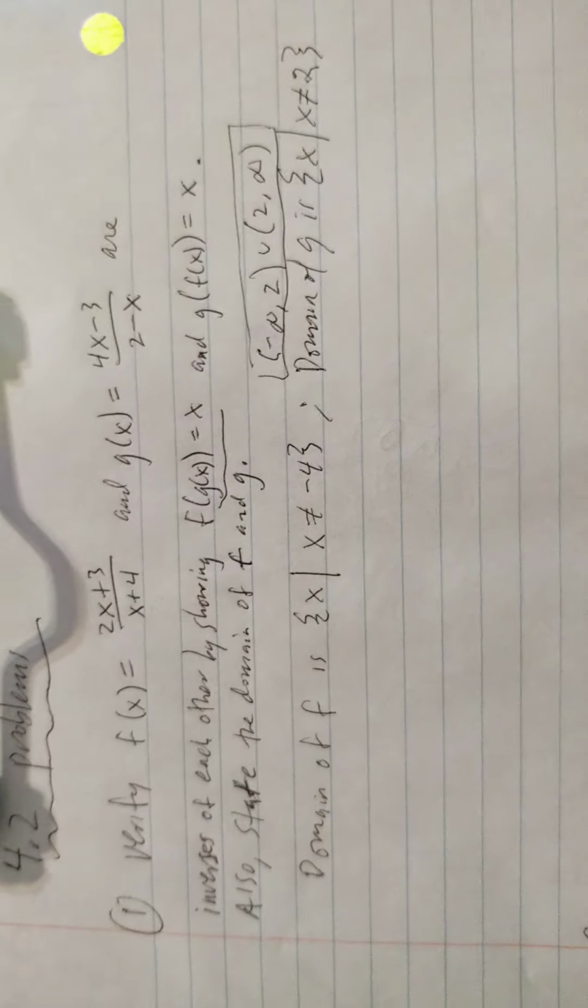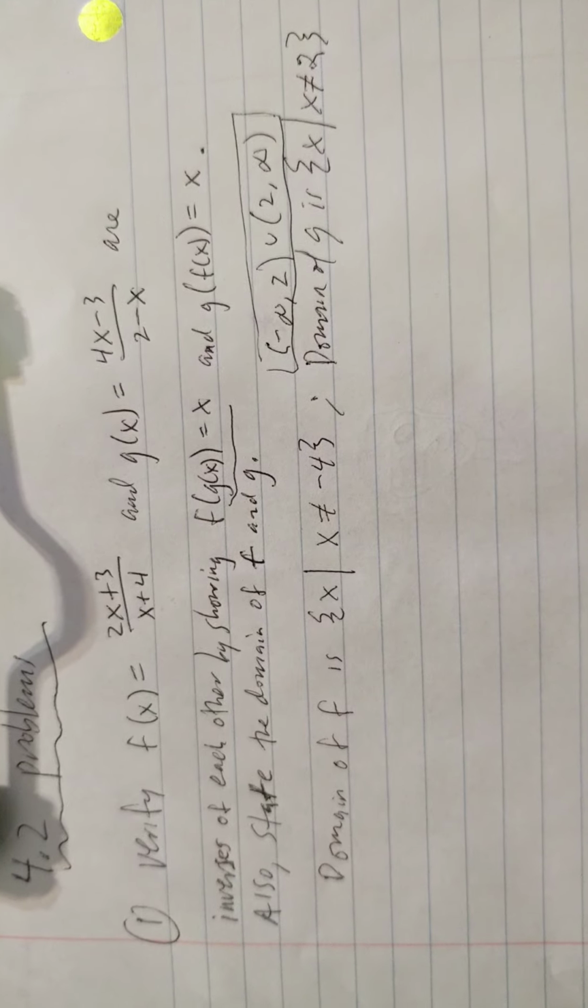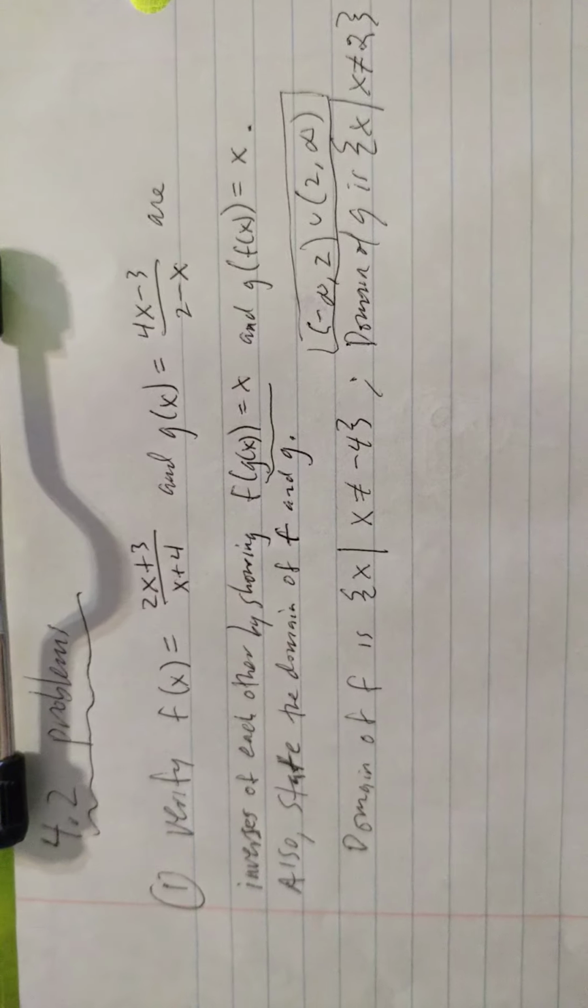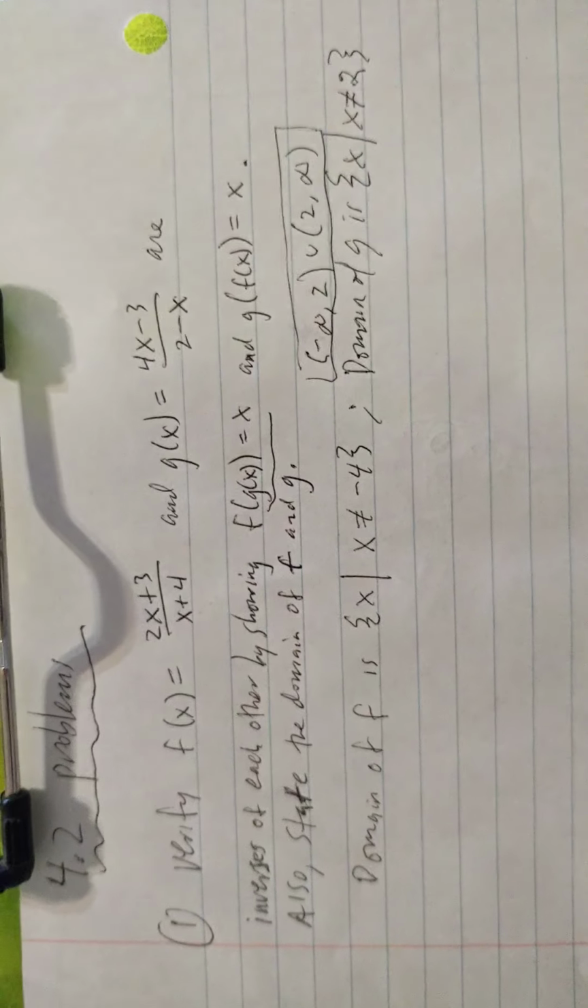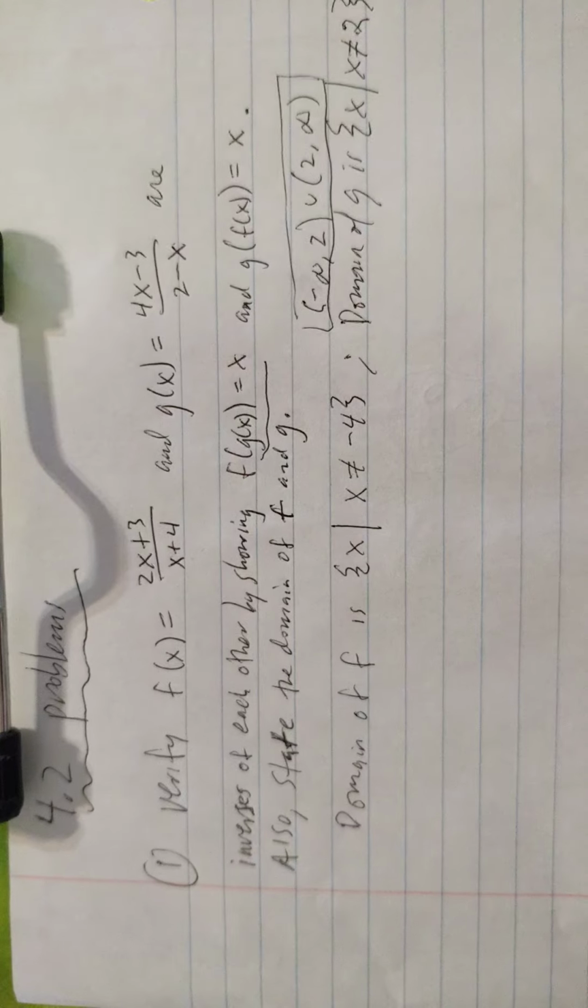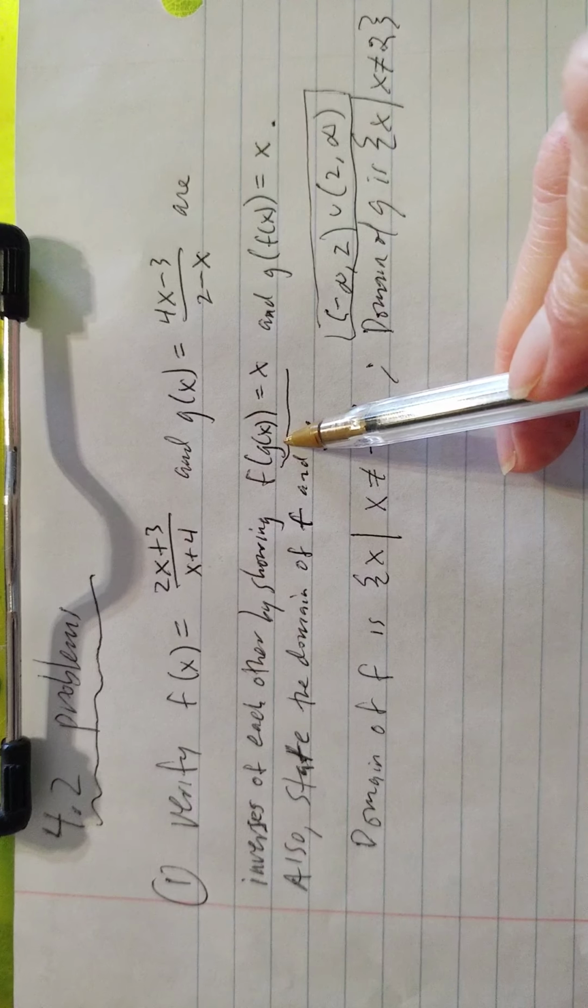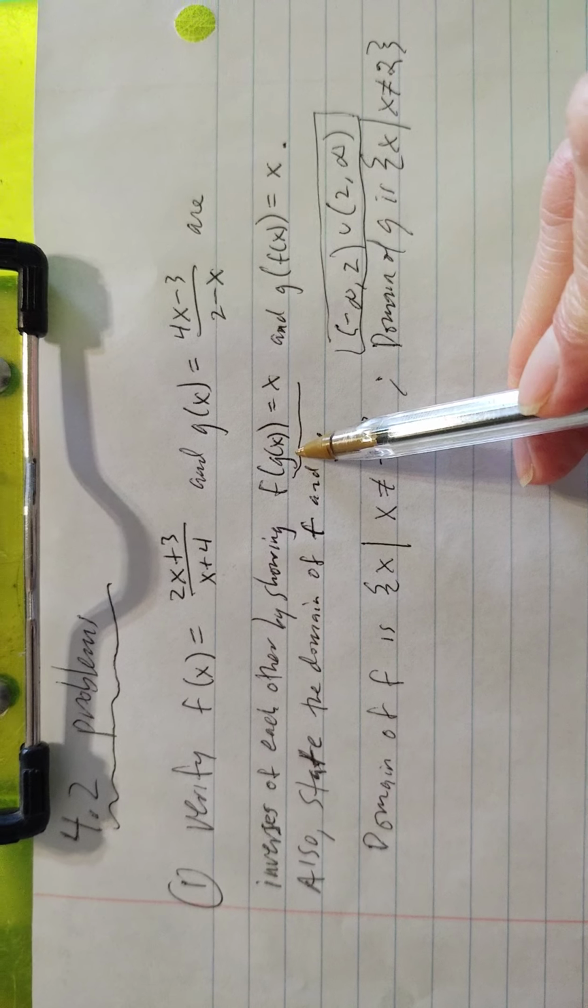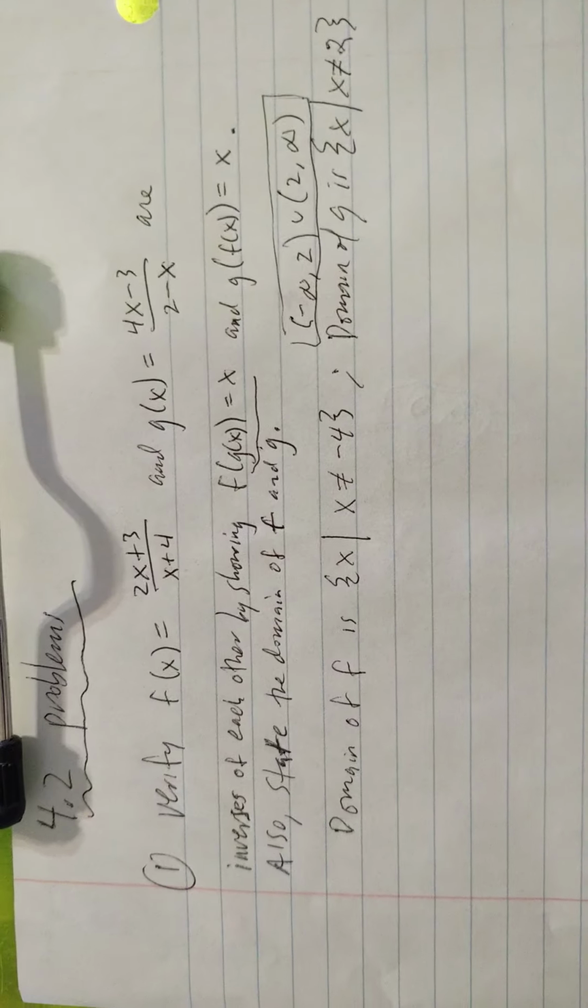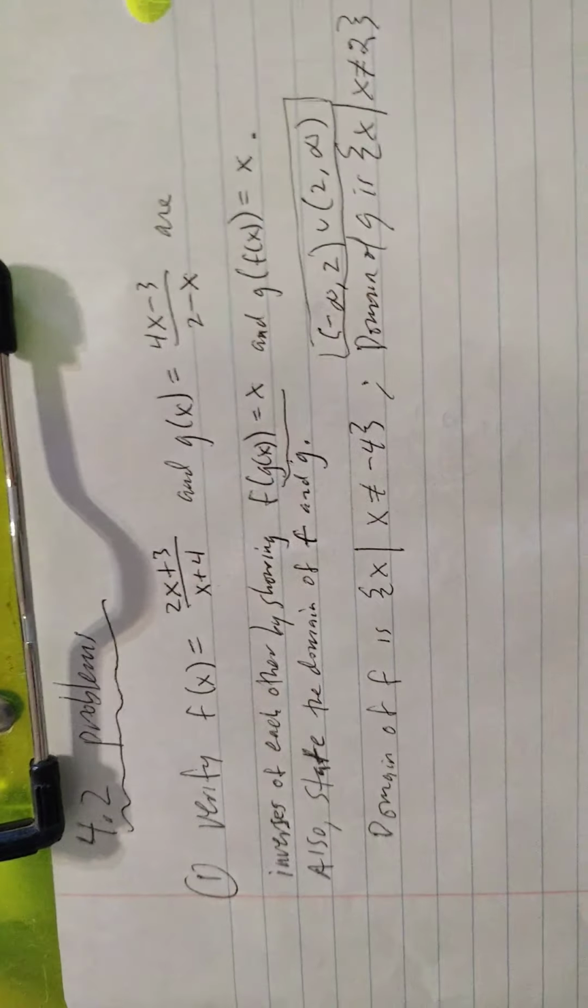Okay, they tell us that these are inverses, f and g, so we just want to verify that's true. The way we're going to do it is by doing this composition, f of g of x equals x. I'm going to turn the camera the other way just in case this is wrong for you.